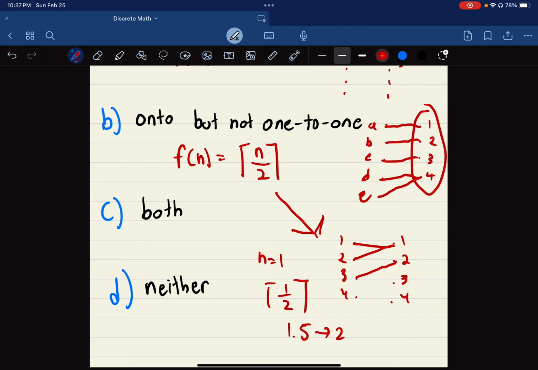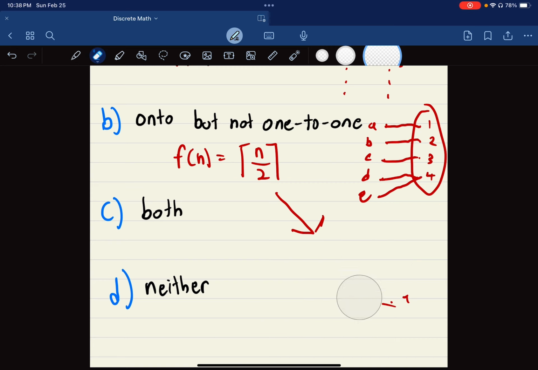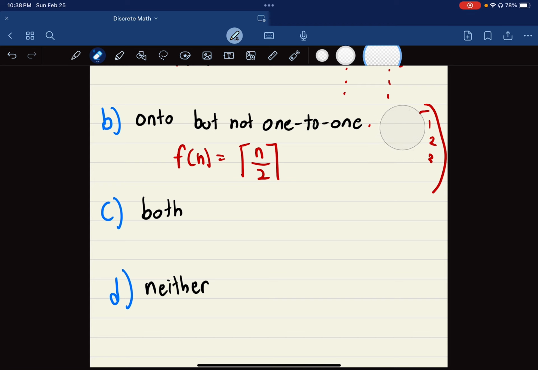So, essentially, this isn't 1-to-1 ever, because 1 and 2 can have the same output. So it can't be 1-to-1 ever. It is onto. The reason being, right here, every single number is going to map to something, always. So that's really what makes it onto. And I'm going to just get rid of all of this real quick. But yeah, that's how I essentially got it.